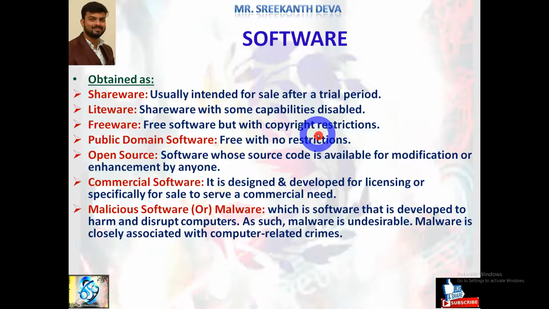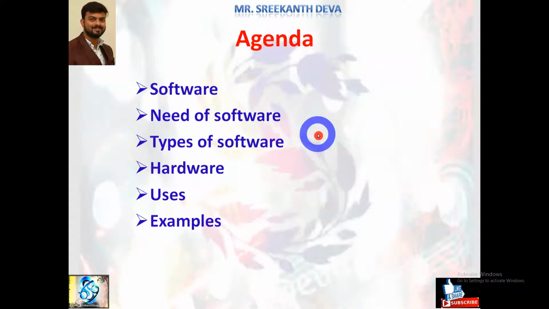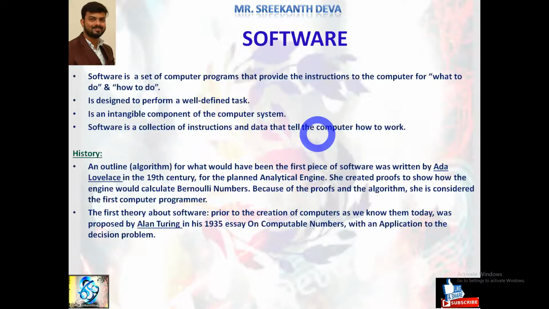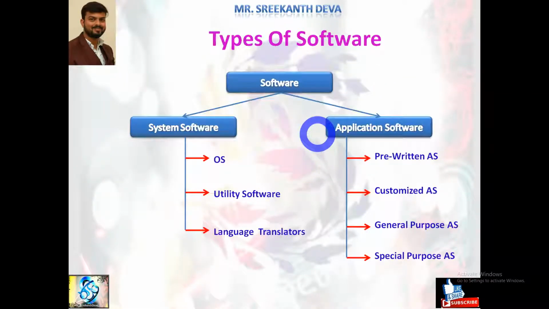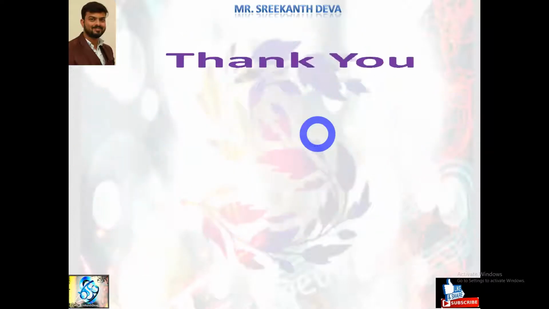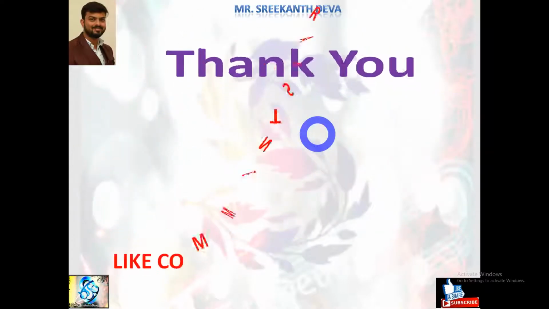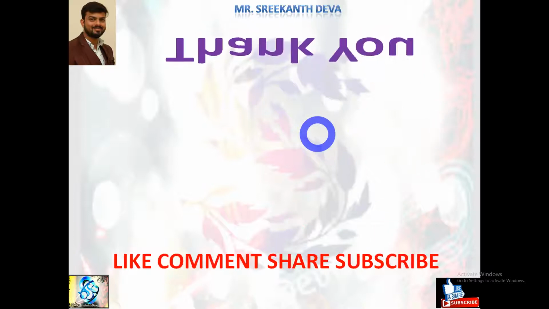Okay, so this is about today's session. We discussed in detail what is software, the need of software, types of software, hardware, and also we discussed some hardware components, uses, and examples. Okay, fine. In the next coming session we'll discuss in detail different types of software like system software and application software.